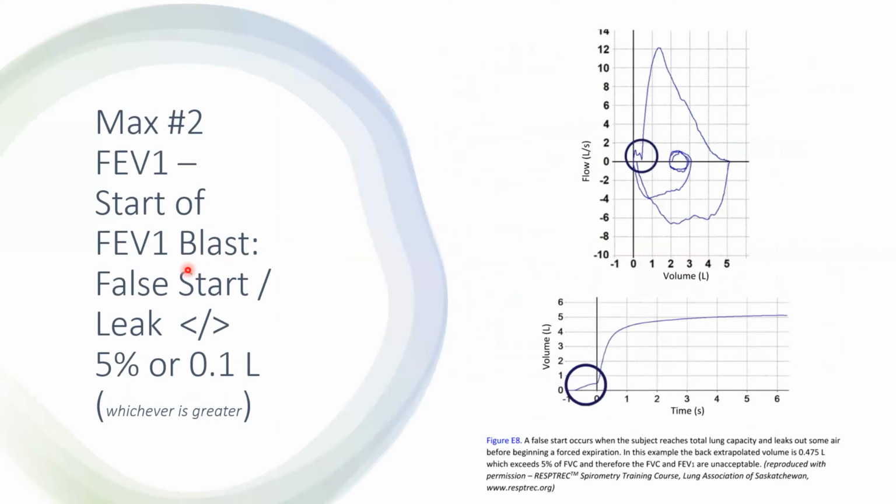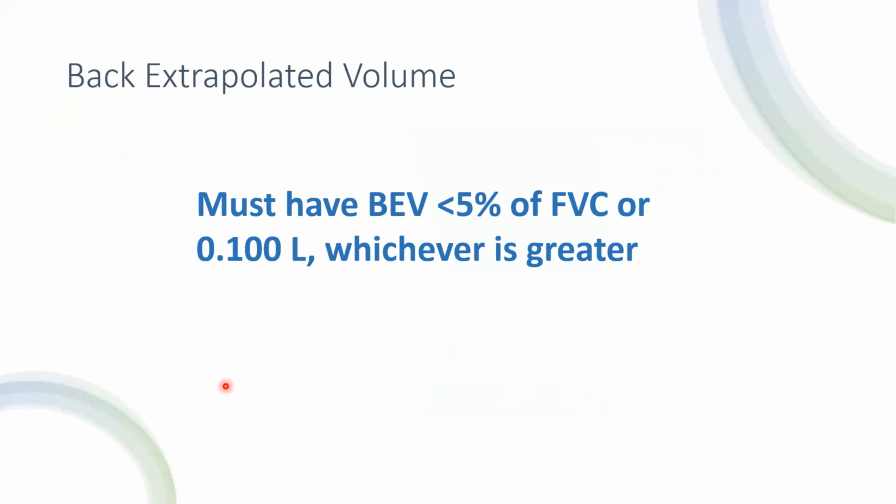You're also going to be looking at false starts or leaks. Okay, you can see them in various forms on the various graphs. You want them to be 5% or 0.1 liters, whichever is greater. This is called back extrapolated volume. The back extrapolated volume does need to be less than 5% of the forced vital capacity of that same maneuver, or 0.1 liters, whichever is greater.